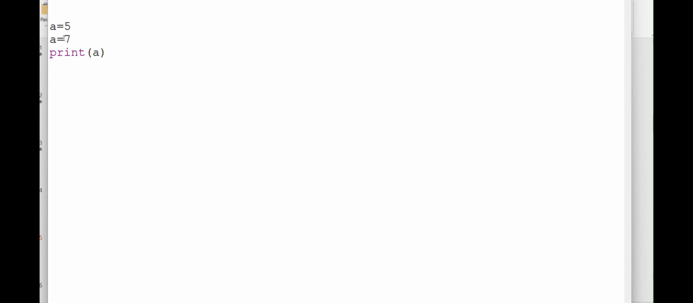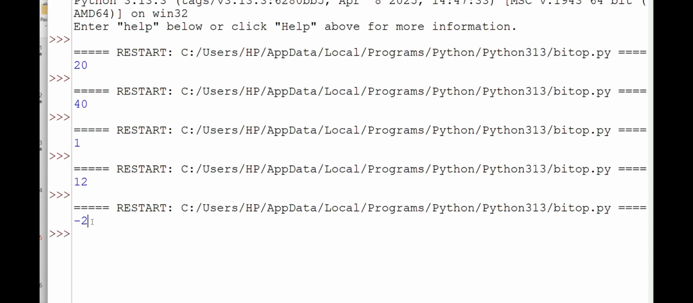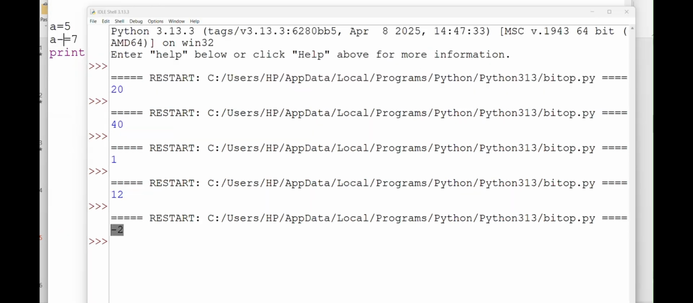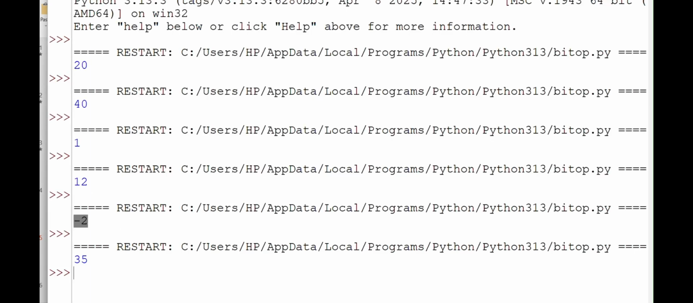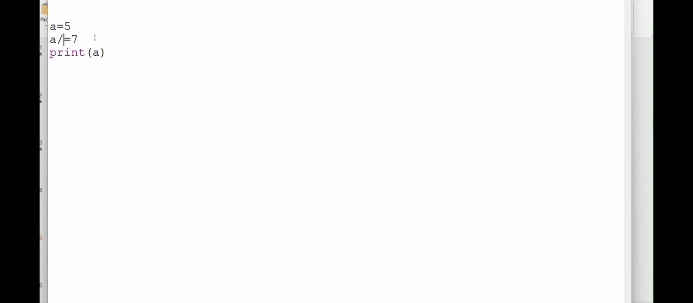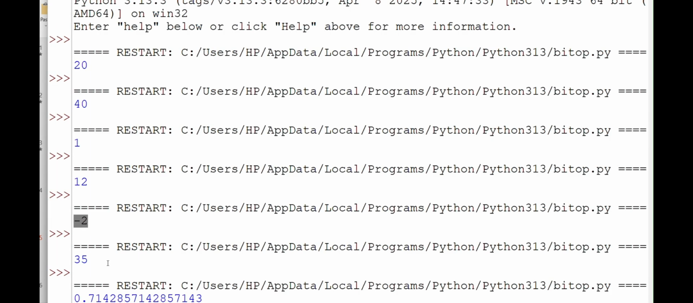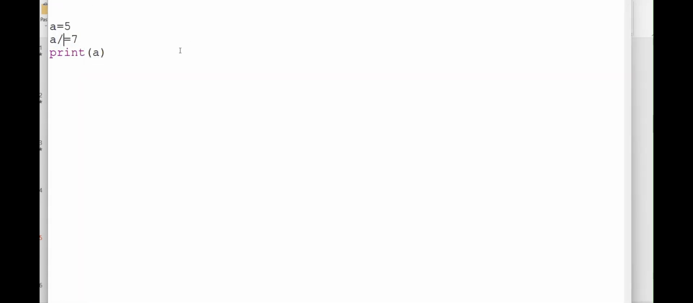If I write a minus equal to 7, this is basically the other side. Whatever value is stored in a, I am subtracting 7 from that and saving that result into a again. That means 5 minus 7 will be minus 2. For example, if I use multiply here, whatever value is stored in a will be multiplied by 7. That means 5 multiplied by 7 will be 35, and so on. The same way we can do this for division, and we can do the same for floor division.